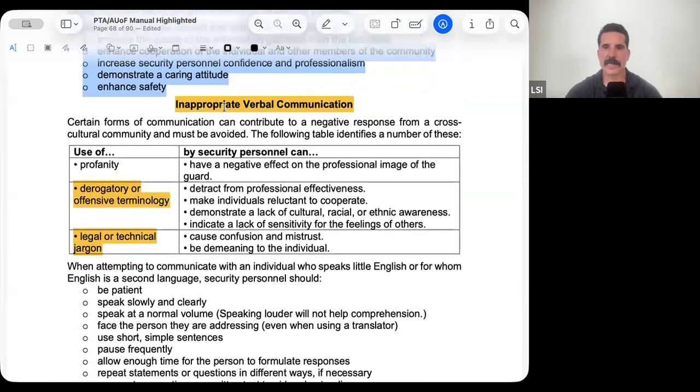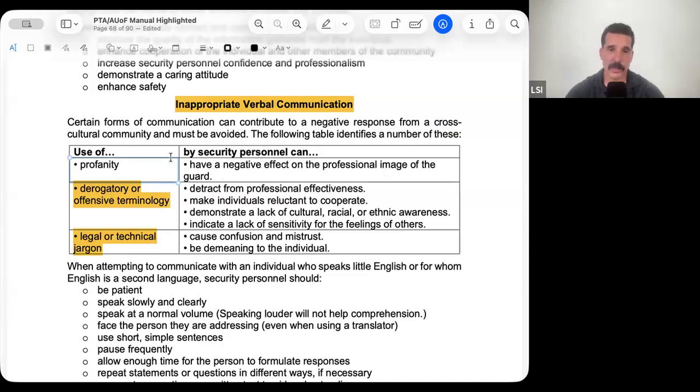All right, then the next heading, it says inappropriate verbal communication. Highlight that. And it goes on. Certain forms of communication can contribute to a negative response from a cross-cultural community and must be avoided. The following table identifies a number of these. All right, so it's got use of profanity, and then under that, use of profanity by security personnel can have a negative effect on the professional image of the guard.